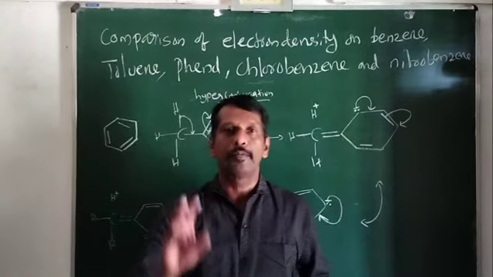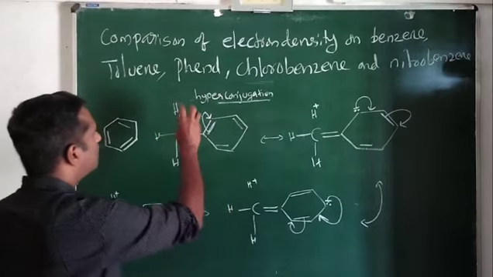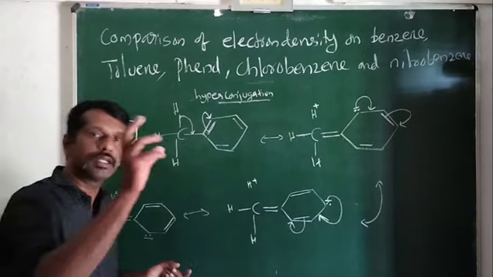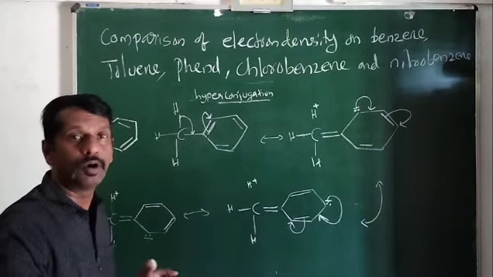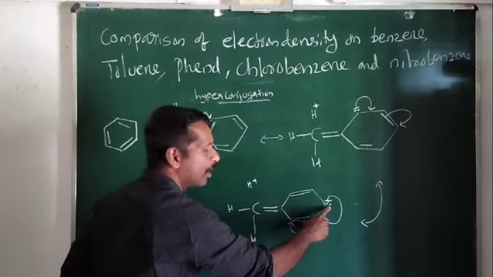Electrophile means a positively charged species. Therefore, if an electrophile comes to toluene, or the positively charged species comes to toluene, where will it go? Definitely it will go to the para position or ortho position.